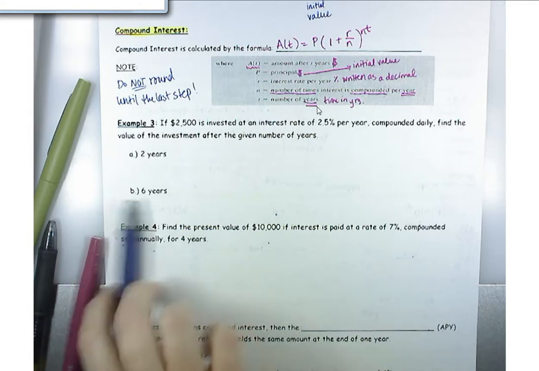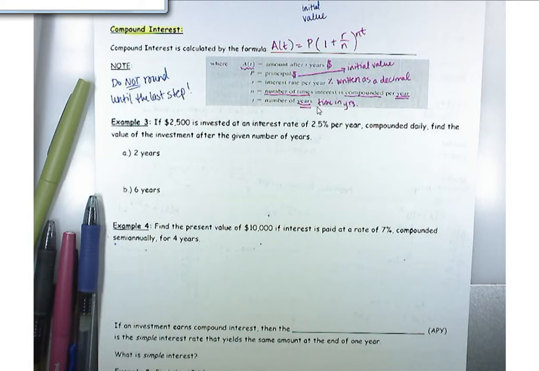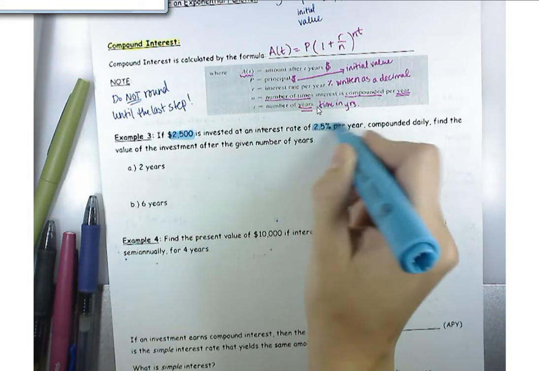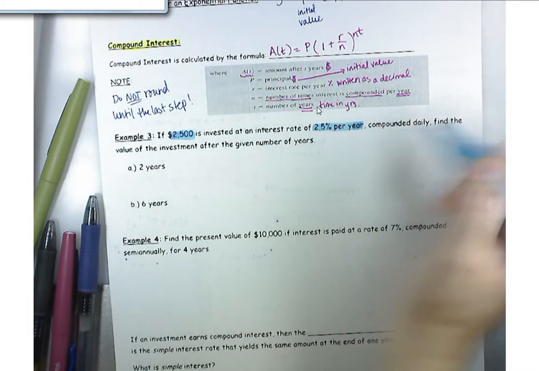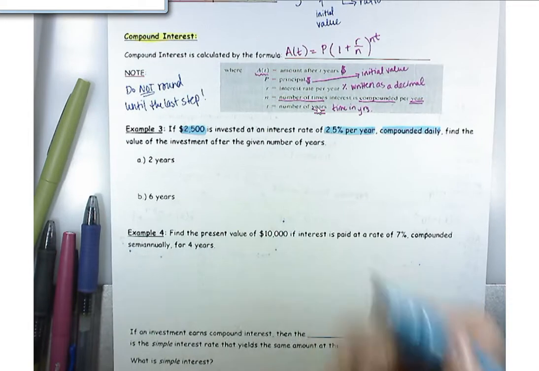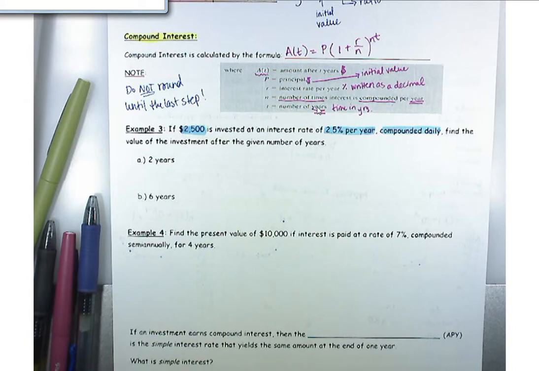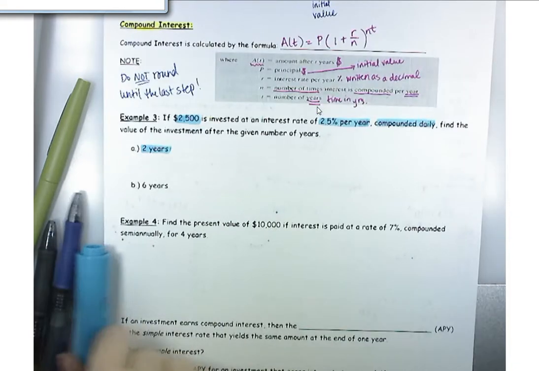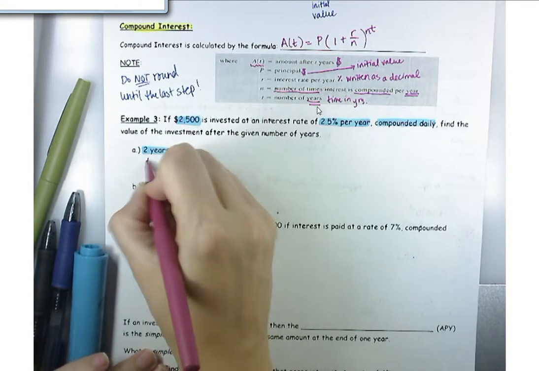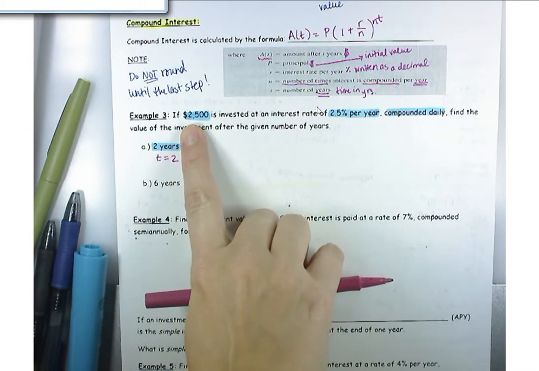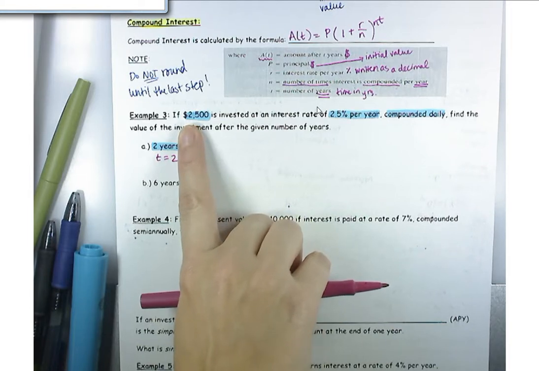So for example 3, it says if 2,500 is invested at an interest rate of 2.5% per year, compounded daily, find the value of the investment after the given number of years. Okay, and then for A, we're doing 2 years. Alright, so if we're 2 years, that's going to be my T value. My 2,500 is going to be what variable? It's going to be the what? Principal.